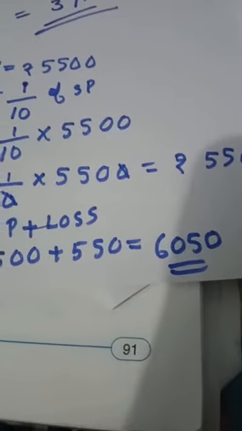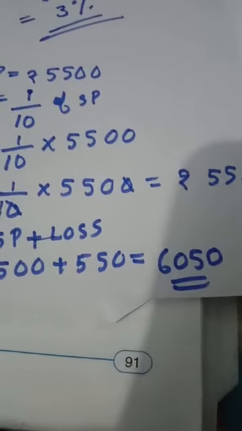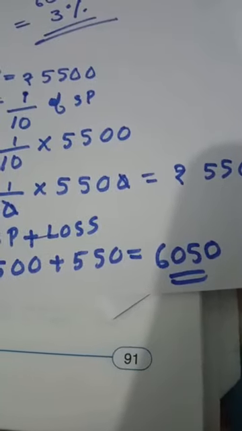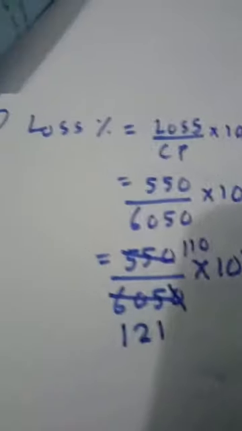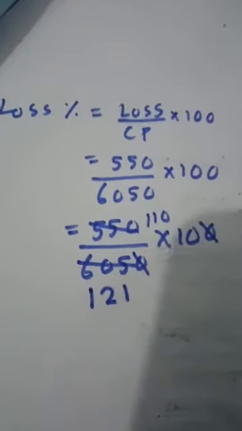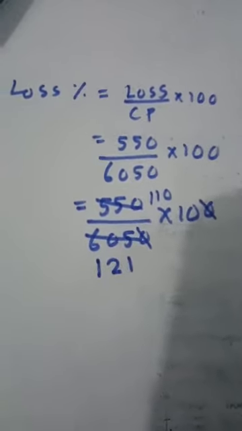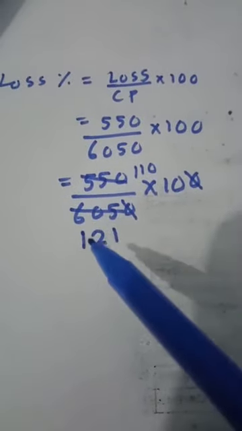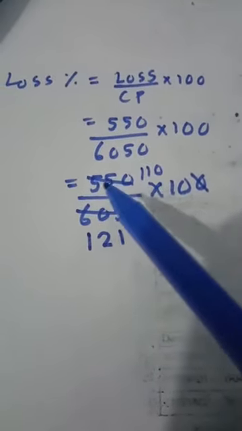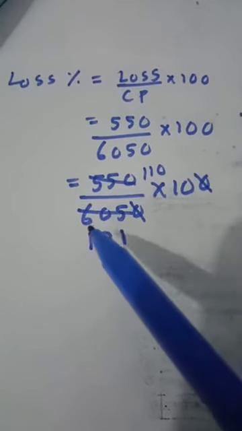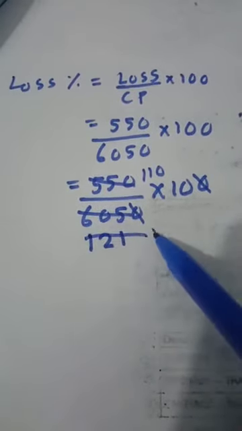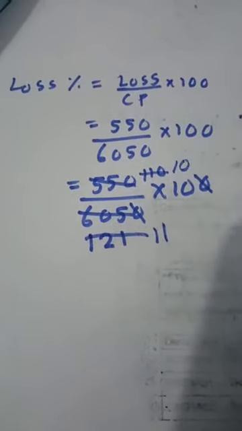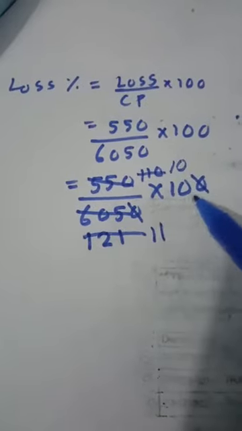So CP is 6050. Now we want to find the loss percentage. What is the formula for finding loss percentage? Yes, loss by CP into 100. Loss percentage is equal to loss by CP into 100. That is 550 by 6050 into 100. Cancellation in 5's table: 1 5 is 5, 2 5s are 10, 11 5s are 55. Again 11's table: 11 into 11 is 121, 10 times. So here 110, here 110.